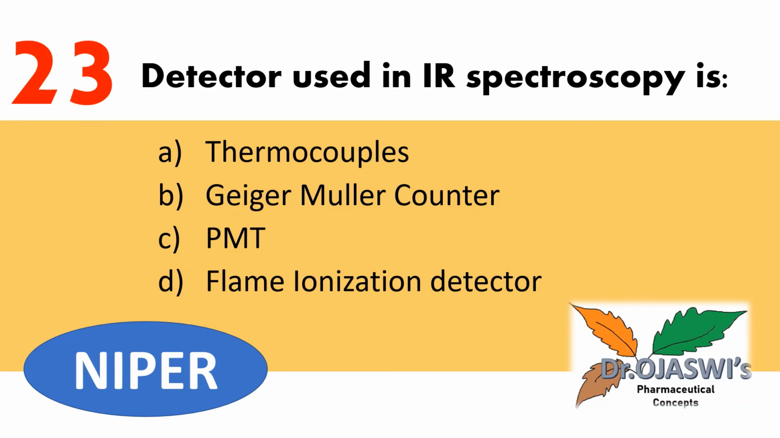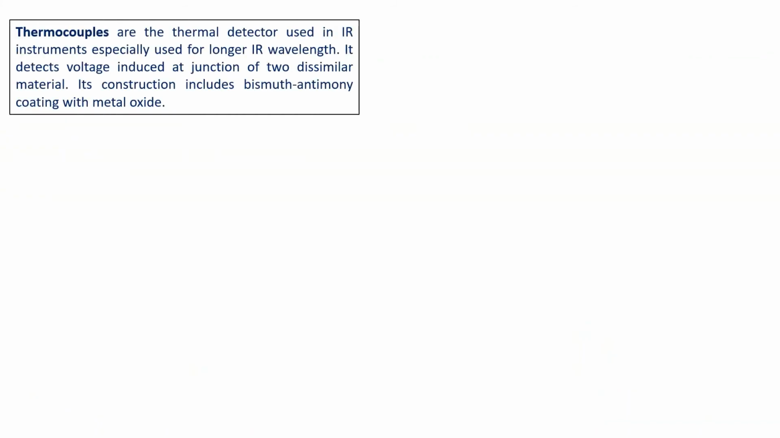Next question is: detector used in IR spectroscopy. These are the various names of detectors which we have heard: thermocouple, Geiger-Müller counter, PMT, flame ionization detector. Among these four, which one is used in IR spectroscopy? This is a pretty direct question. Let us see thermocouples. These are the thermal detectors which are used in IR instruments, especially for longer IR wavelengths. It detects voltage induced at the junction of two dissimilar materials. Its construction includes bismuth antimony coating with metal oxide.